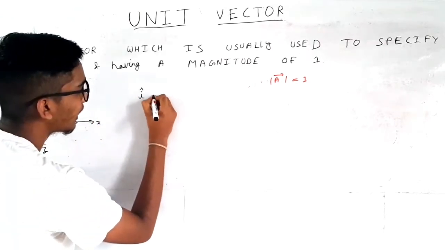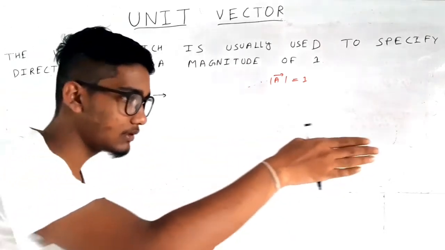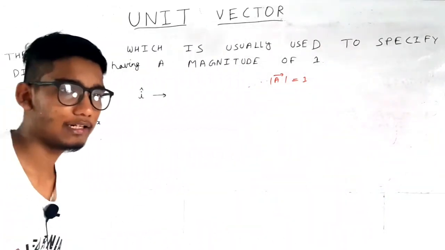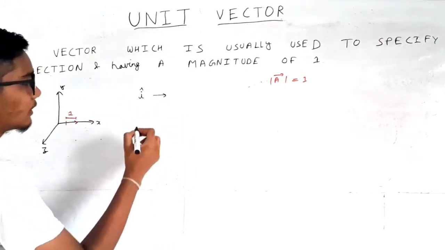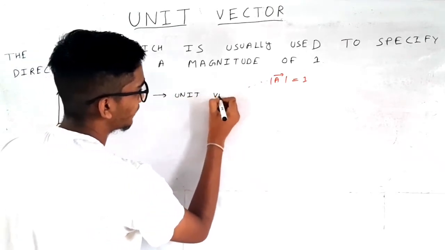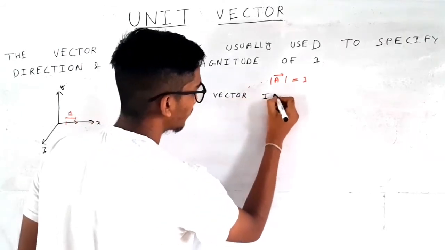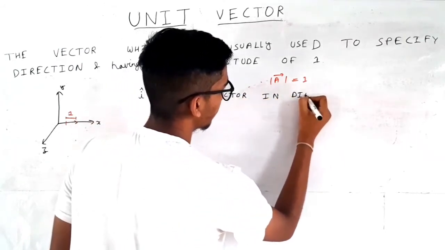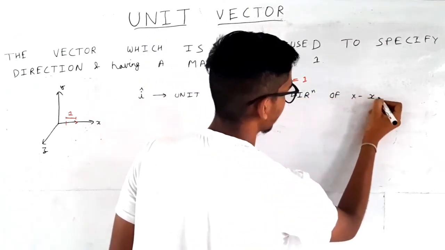Okay, i cap. What will it give? It gives the direction of a vector in the x-axis. Means if a body is going through it, what is the direction of it? It will be given by i cap. What is i cap? i cap is a unit vector in the direction of the x-axis.